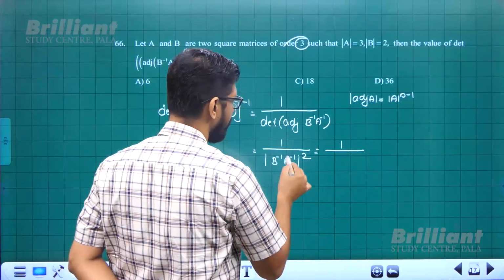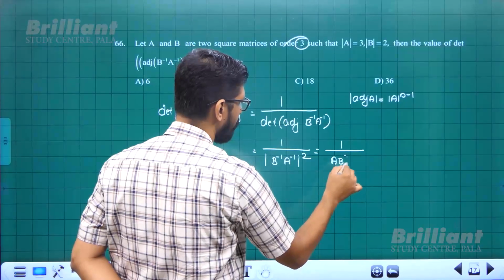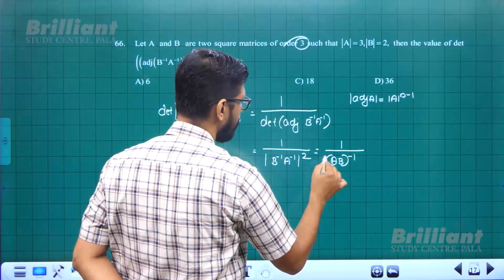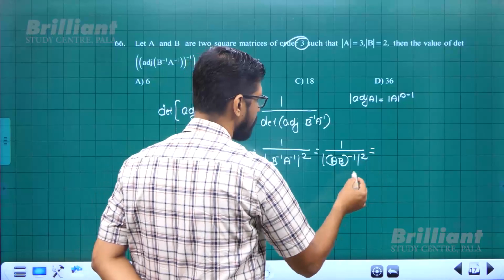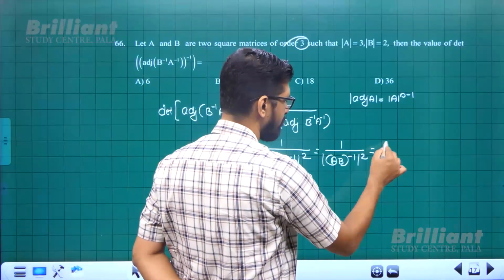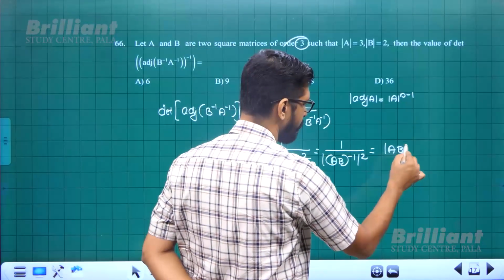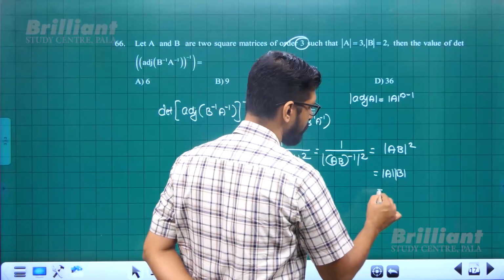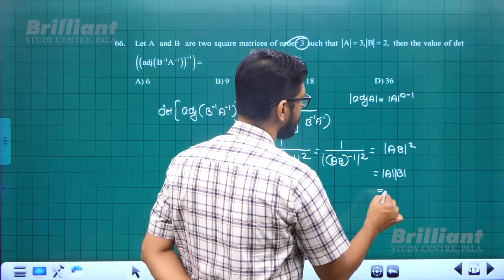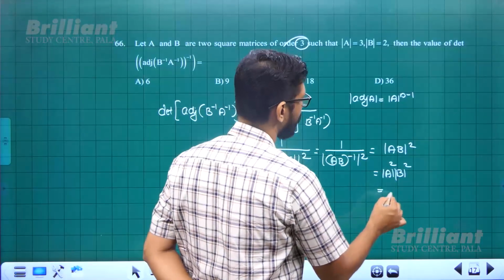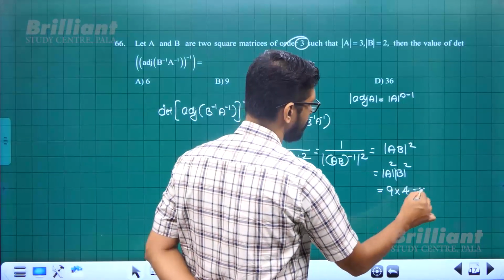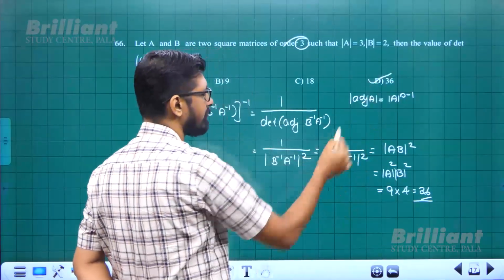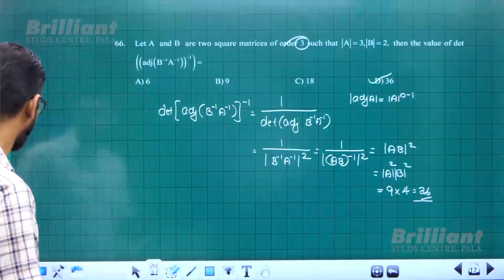ദാറ്റ് ഈസ് 1 by A ഇൻവേഴ്സ് B ഇൻവേഴ്സ് എന്ന് പറയുന്നത് എ ബി ദ ഹോൾ ഇൻവേഴ്സ് ആണ്. ശരിയല്ലേ പിള്ളേരെ? ഓവർ ഡിറ്റർമിനന്റ് ദ ഹോൾ സ്ക്വയർ. ഇൻവേഴ്സിന്റെ ഡിറ്റർമിനന്റ് എന്ന് പറയുന്നത് റെസിപ്രോക്കൽ ഡിറ്റർമിനന്റ് ഓഫ് എ ബി ദ ഹോൾ സ്ക്വയർ എന്ന് കിട്ടും. ദാറ്റ് ഈസ് ഡിറ്റർമിനന്റ് ഓഫ് എ ഇൻറ്റു ഡിറ്റർമിനന്റ് ഓഫ് ബി. ഡിറ്റർമിനന്റ് ഓഫ് എ അവർ തന്നിട്ടുണ്ട്, 3 ആണ്. സോറി, സ്ക്വയർ ഉണ്ടല്ലേ? 3 സ്ക്വയർ എന്ന് പറയുന്നത് 9 into 4, 36 എന്ന് നമുക്ക് കിട്ടും. 36, ഓപ്ഷൻ ഡി ആണ്.